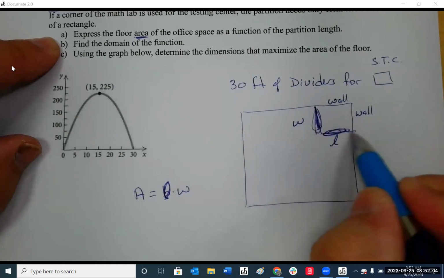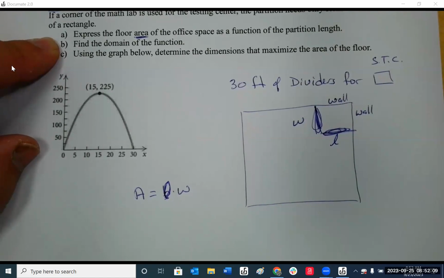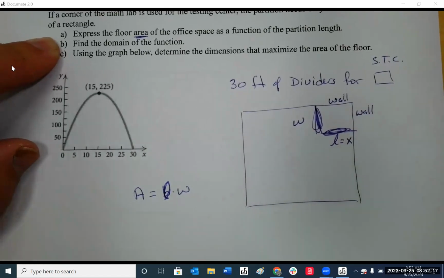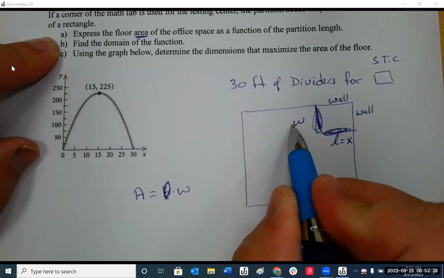Now, how do we connect these two? We have W and L. We have to get down to one variable. How long is L? Do we know? So we say it's X. It could be X feet. Remember, how many feet do we have to work with? 30. So if there's X feet, how many feet are on W?